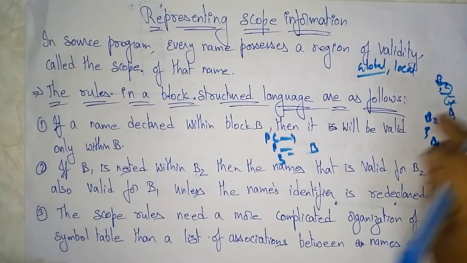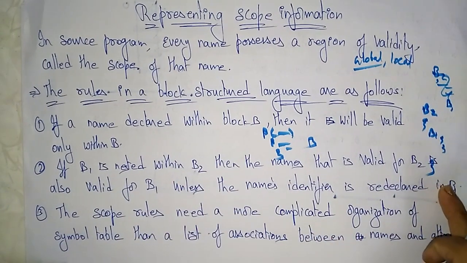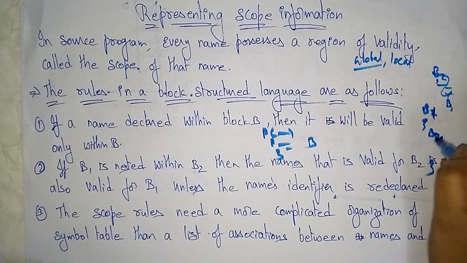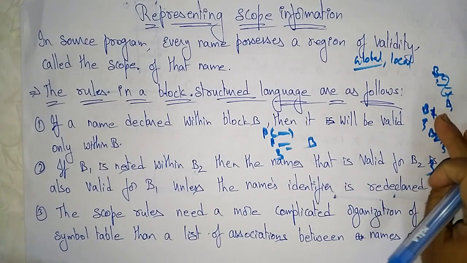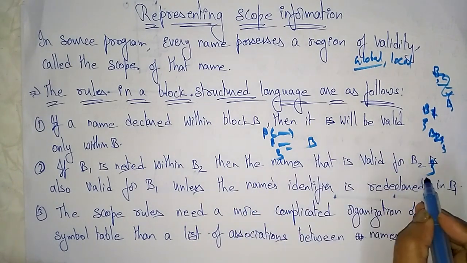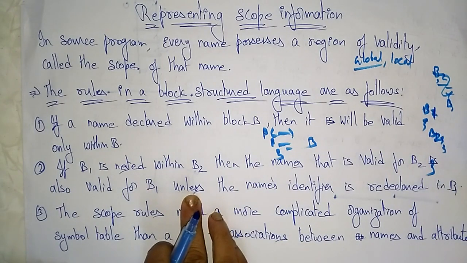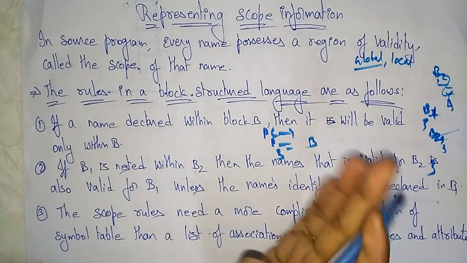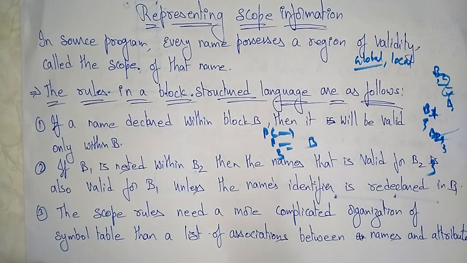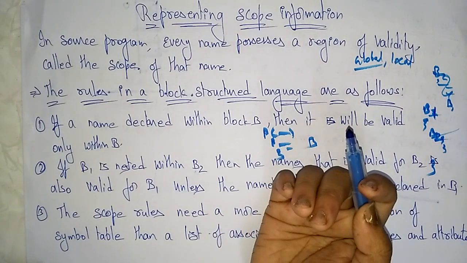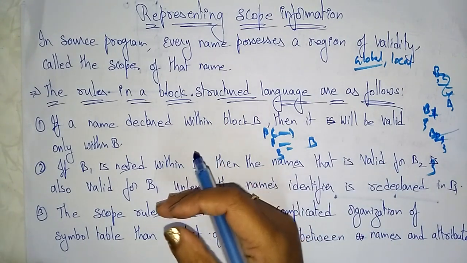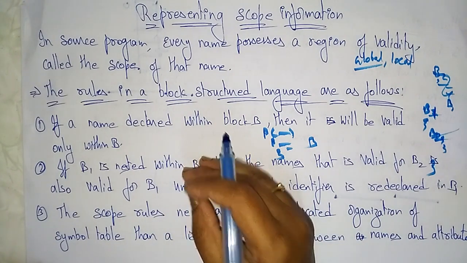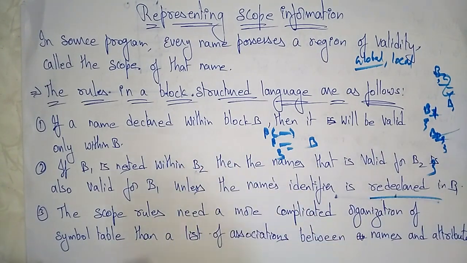If B1 is nested within B2, then the names that are valid for B2 are also valid for B1, unless the identifier is redeclared in B1. The thing is the nesting. If the parent block is using the variables, those variables can be used by the child also. If the child is declaring the variables, it cannot be used by the parent, unless they are redeclared again.